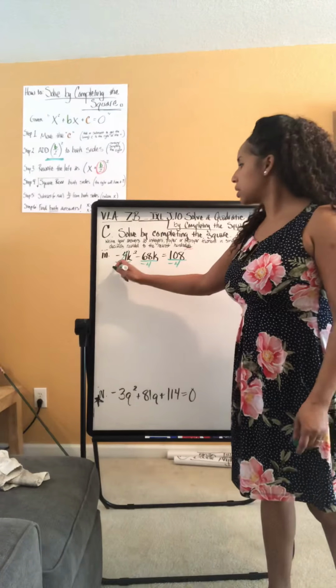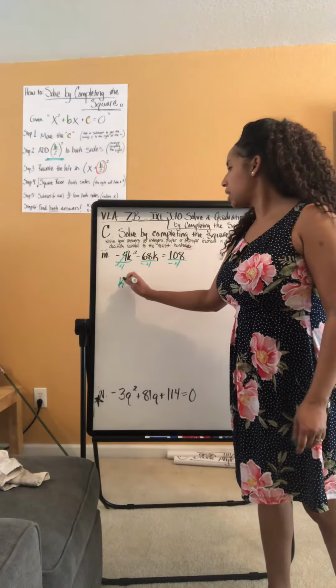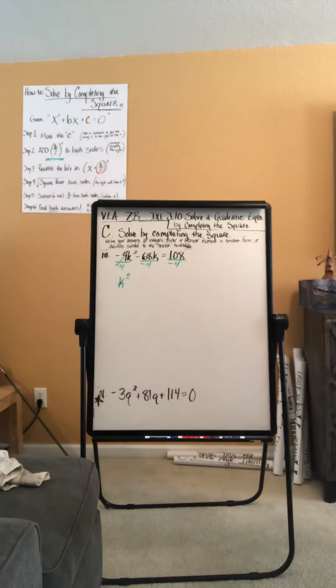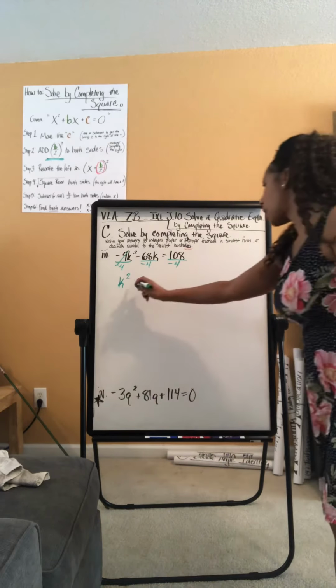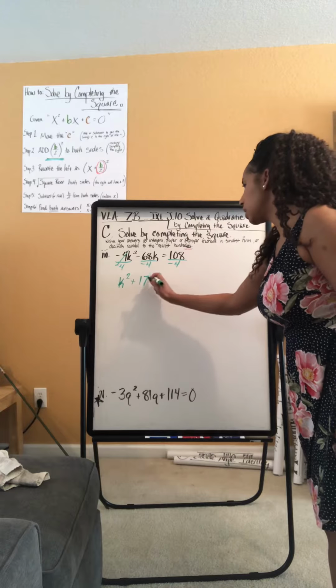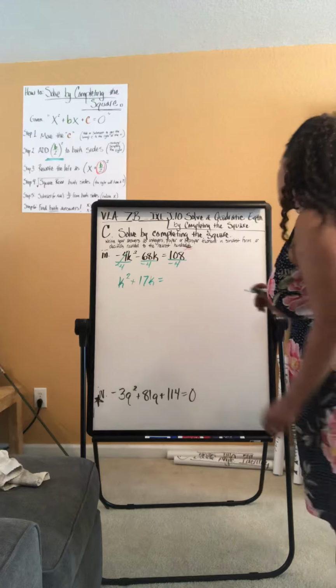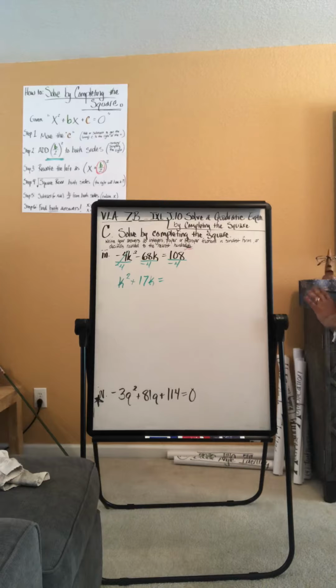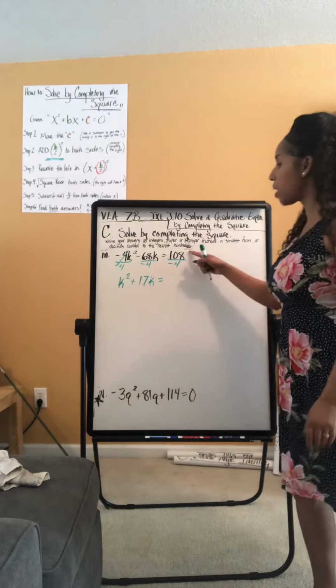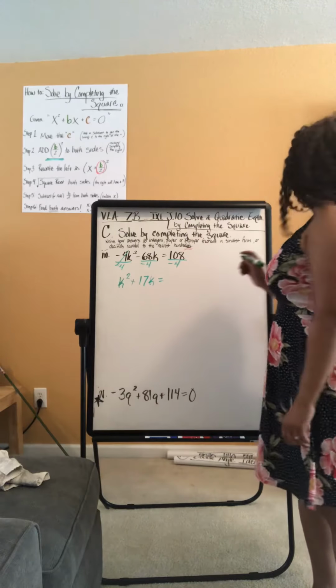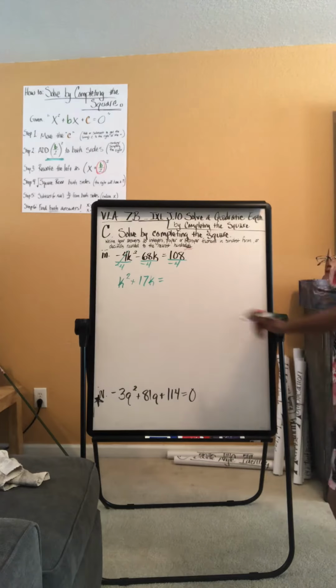So this will cancel out. It'll leave me with just the k squared. -68 divided by -4 gives me a positive 17. The k falls down. And then on the other side of the equal sign, positive 108 divided by -4 gives me, was that 27? -27.